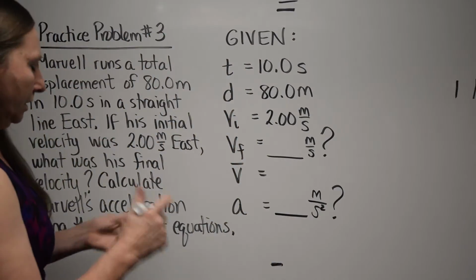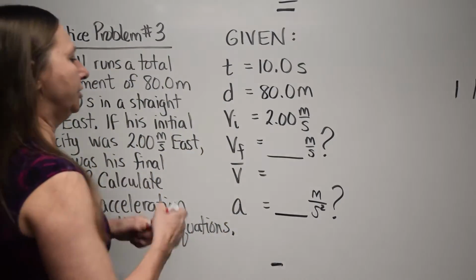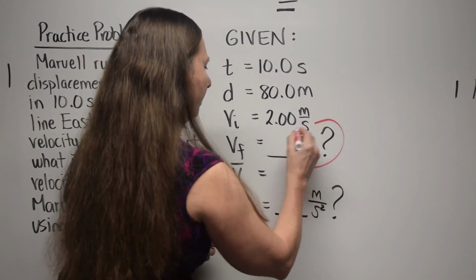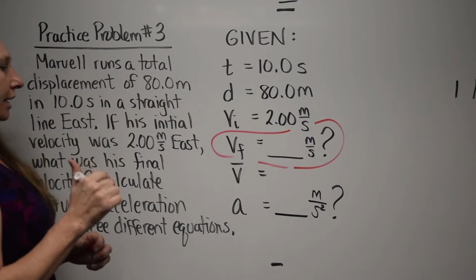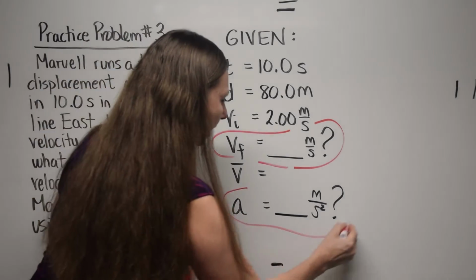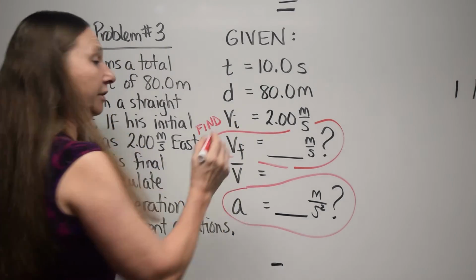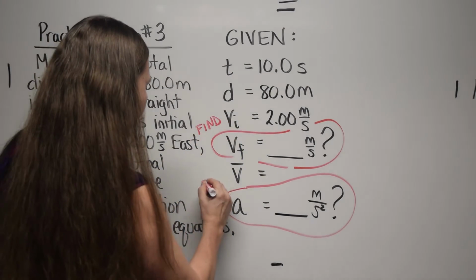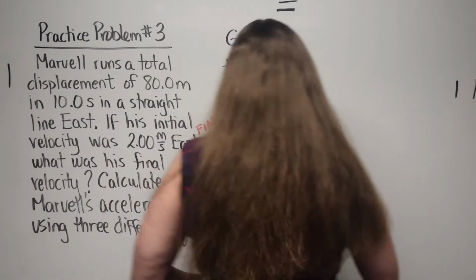Okay, so we're trying to find his final velocity after traveling 80 meters in 10 seconds, and we're trying to figure out his acceleration. So we're trying to find V final, and we're trying to find the acceleration.